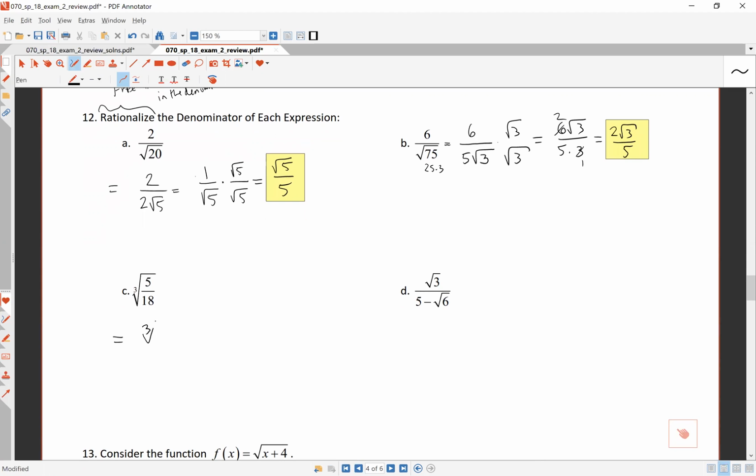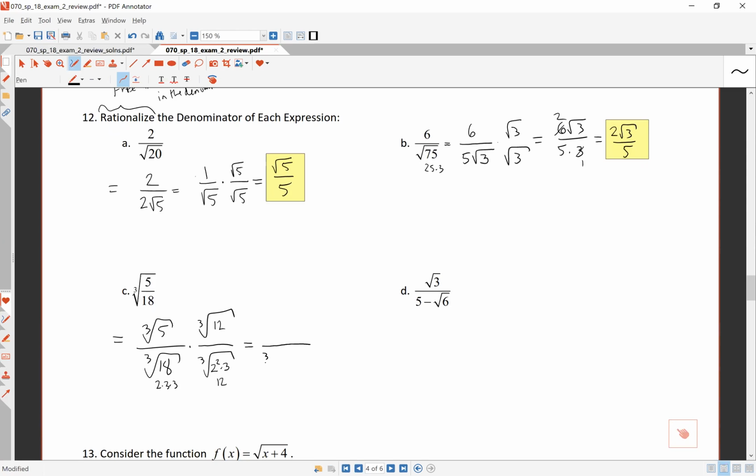Letter C, we have cube roots this time, cube root of 5 over cube root of 18. I only want to put just enough underneath that radical, top and bottom, to free up the cube root. 18 has 1 2 and 2 3's. I need another 2 2's and 1 3. So that's multiplying top and bottom by cube root of 12.